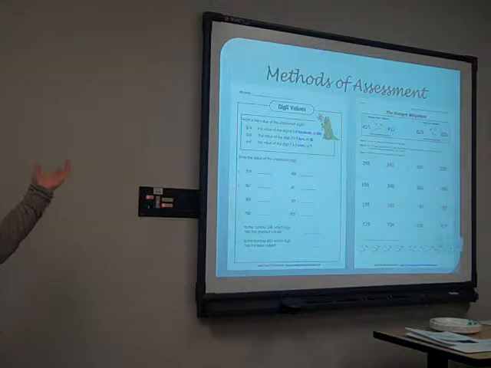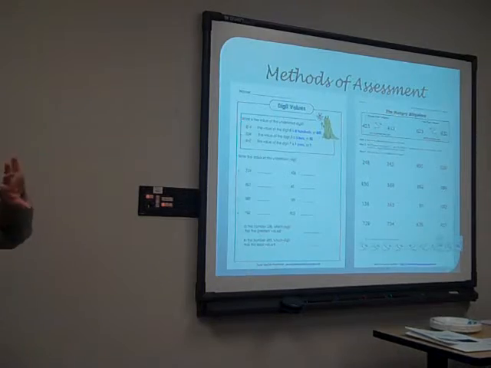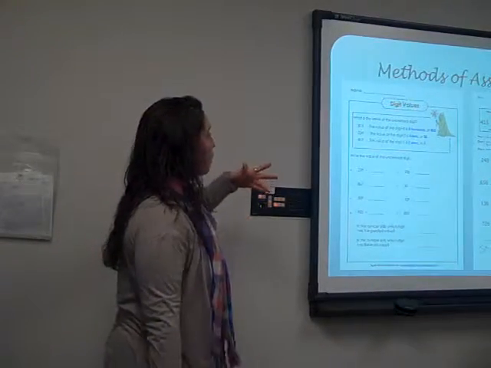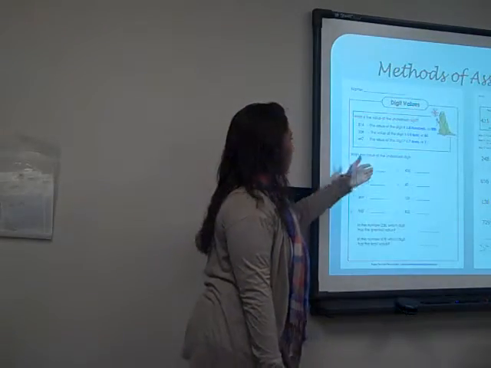So we just put up two worksheets that we had found that would be good formal assessments, something that you could give during classwork or for homework. This one is just underlining the digit, knowing the correct digit.